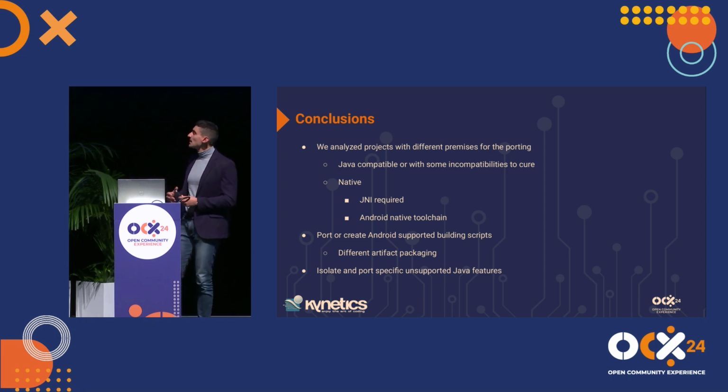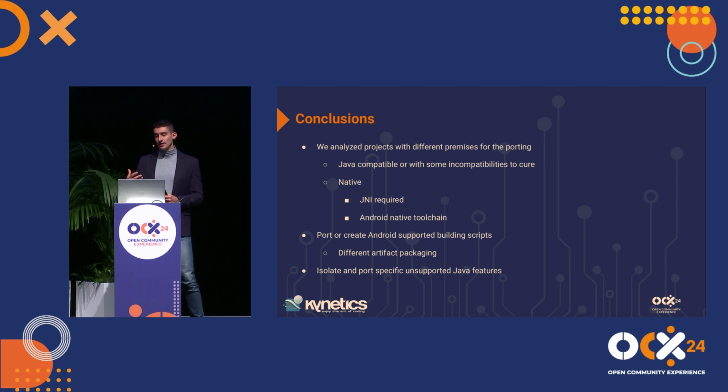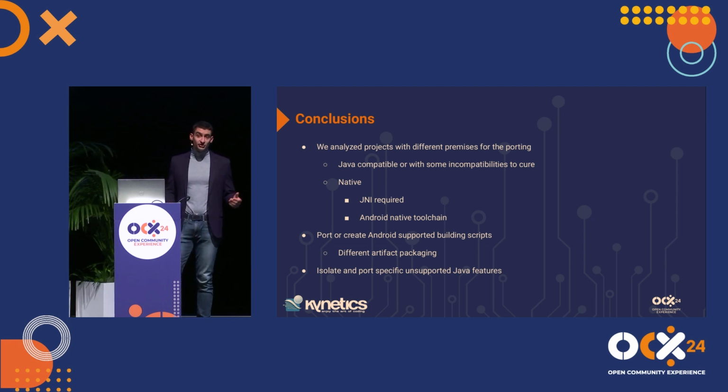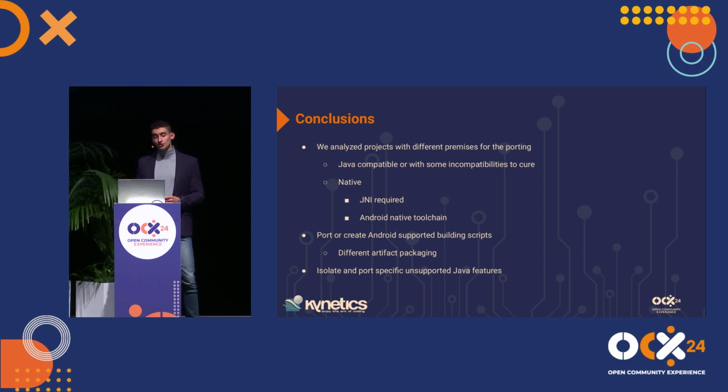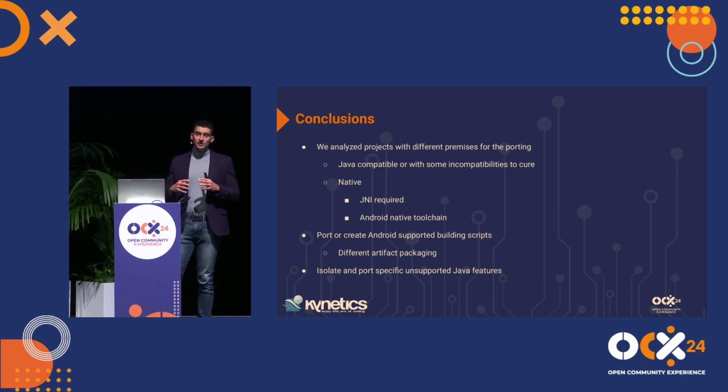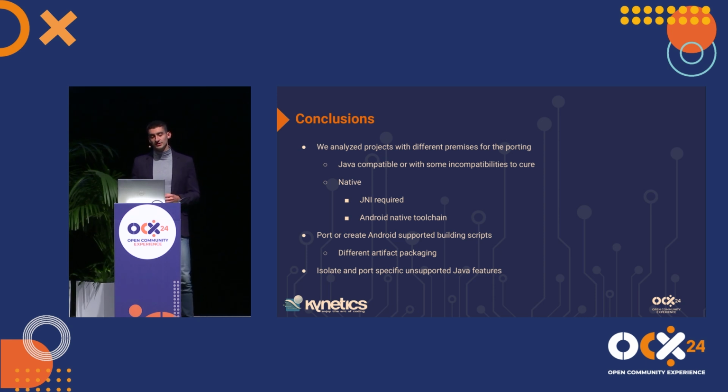Because as we saw during the presentation, some Eclipse projects use native languages, C or C++. Some others use Java features. Some are designed for being portable without effort. Some have some incompatibilities to cure. So during our effort, we had to isolate, for example, specific Java features that we could not build in Android. We had to tweak the build systems.